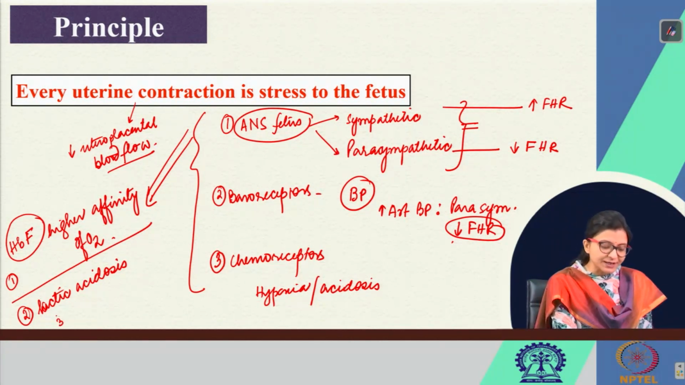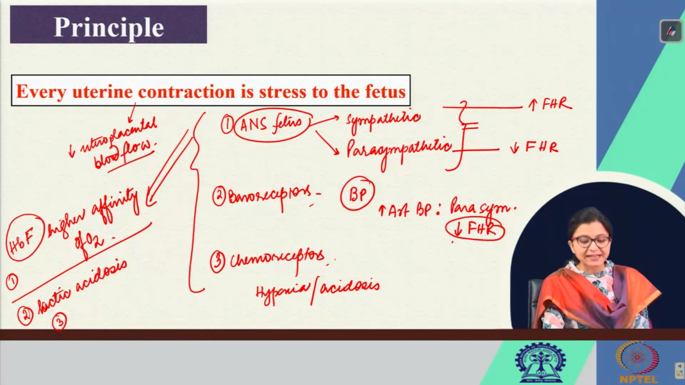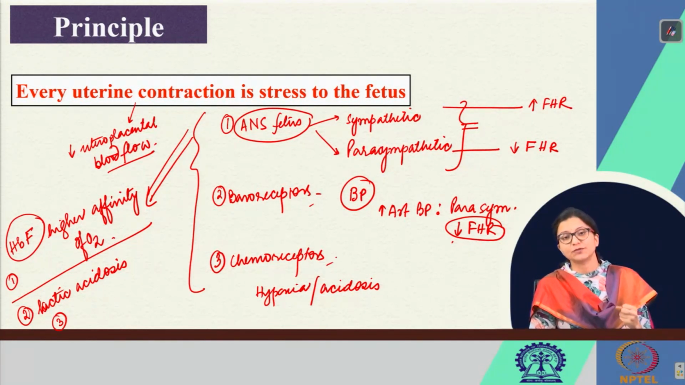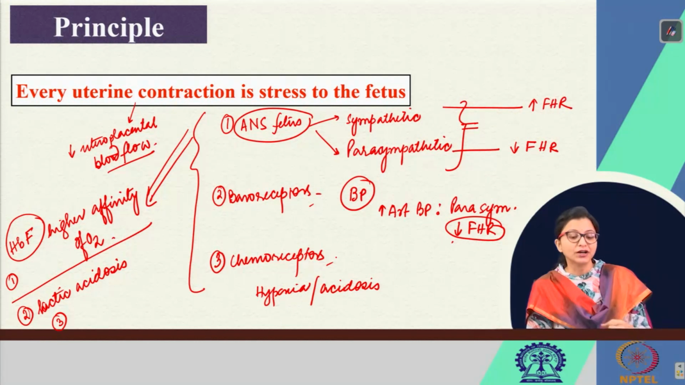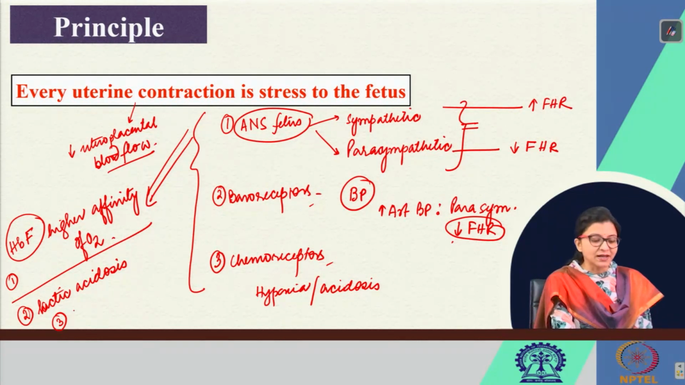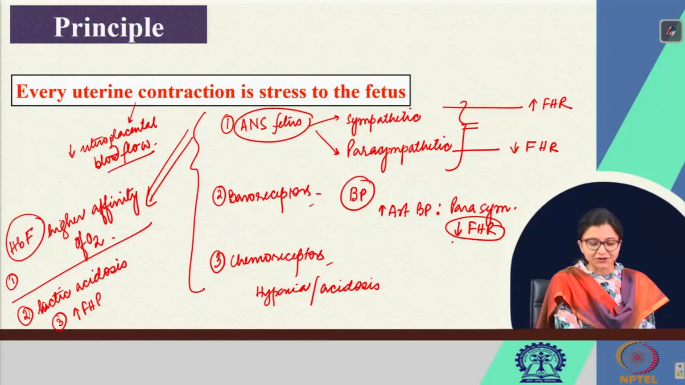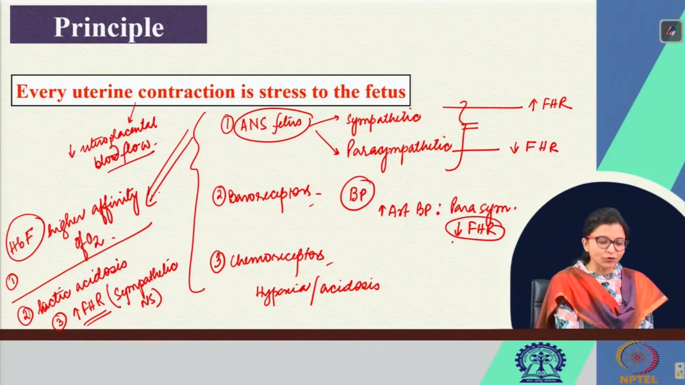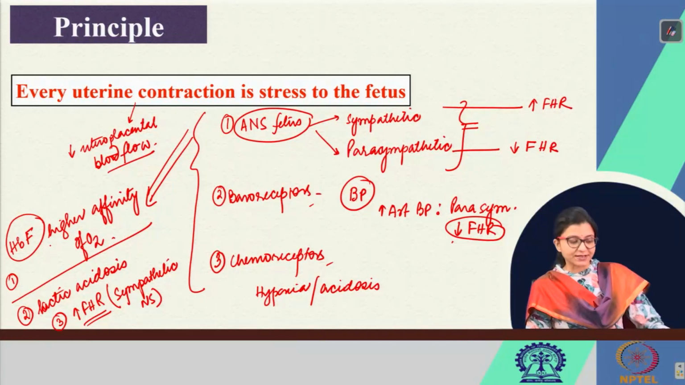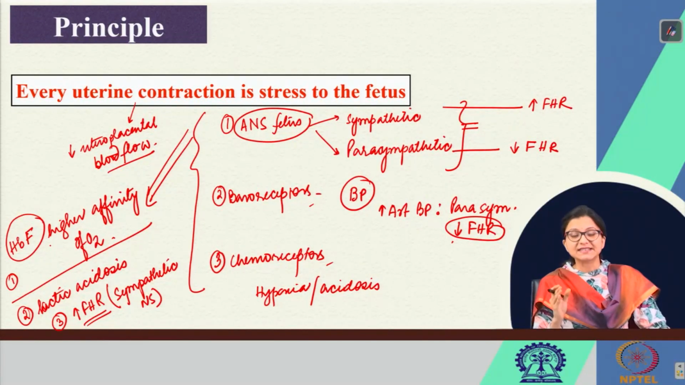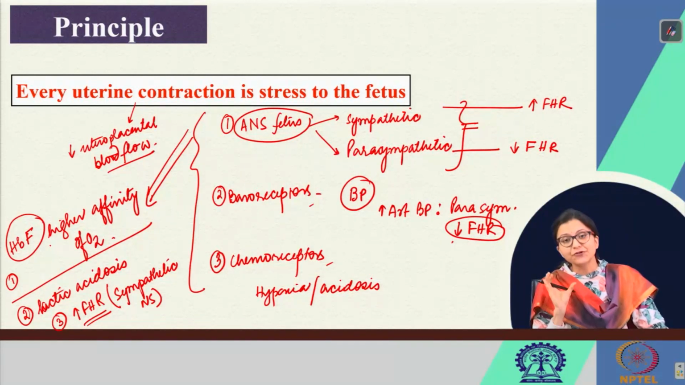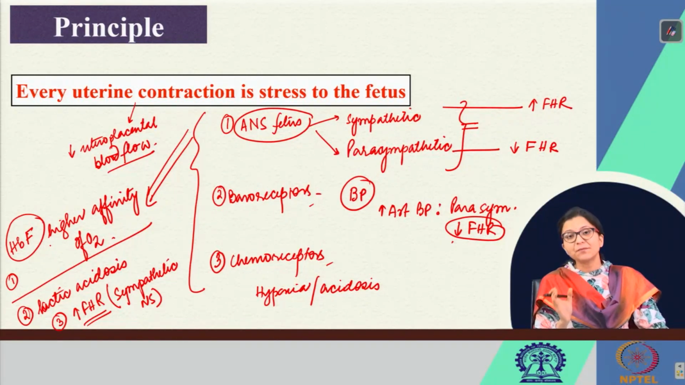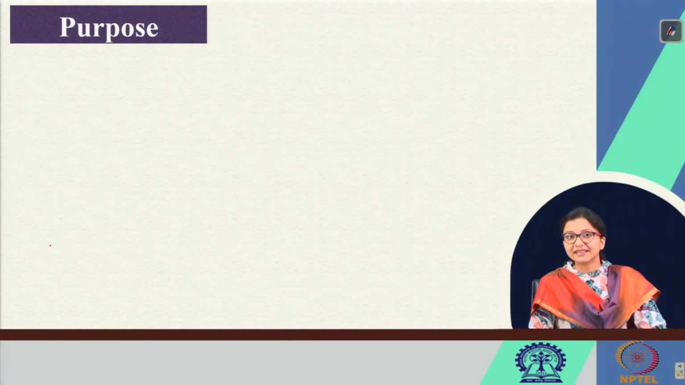And number 3 is due to the activation of the chemoreceptors, the baroreceptors or the sympathetic nervous system, which will increase the fetal heart rate by sympathetic system activity, right. So, all these 3 together are the result on the fetus during this stressful condition, and all these are plotted on the graph paper in a CTG, and thereby we can assess the fetal condition.